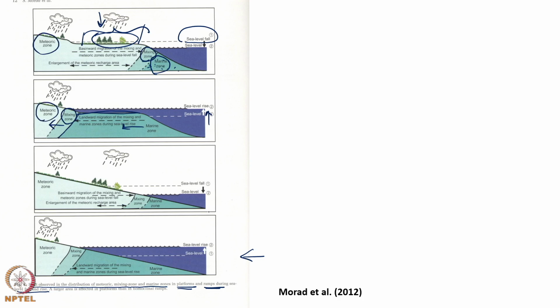A similar thing is observed when we take the ramp geometry of the continental landmass. This is a marine zone, this is a mixing zone, and then this portion was exposed to atmosphere. So, trees have developed, rains can fall. Now, the sea level has moved up. So, there is a landward migration of the mixing and marine zones. Mixing zone has moved in this way, meteoric zone has also gone in that direction.